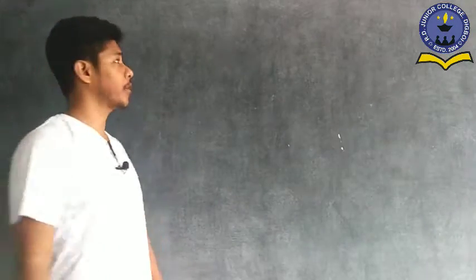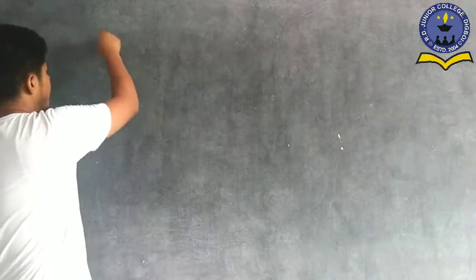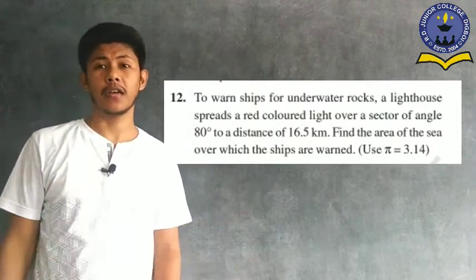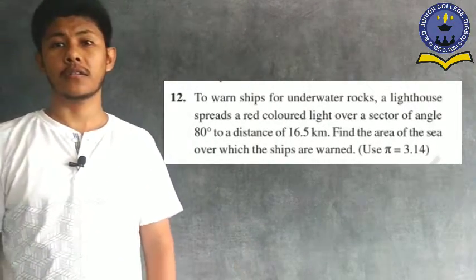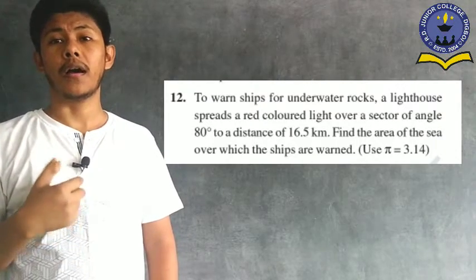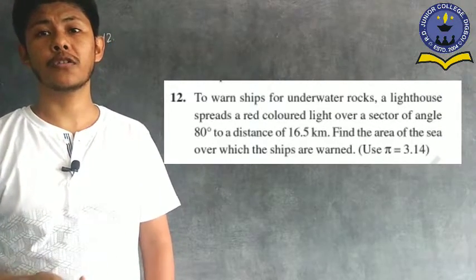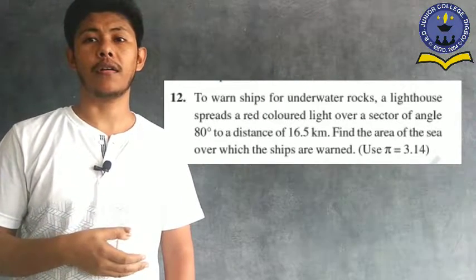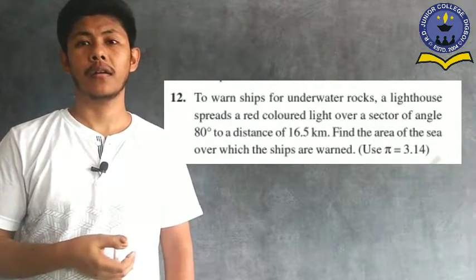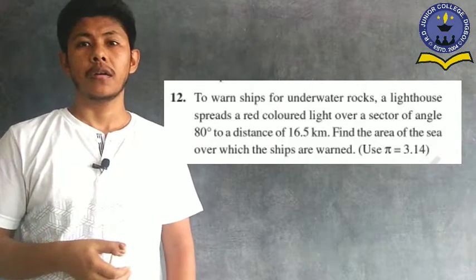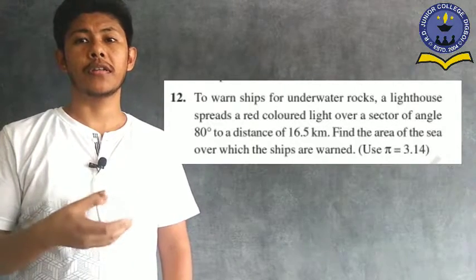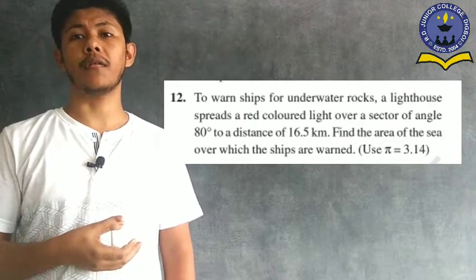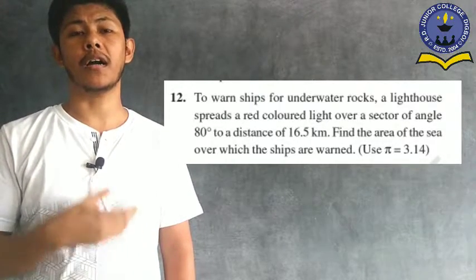Okay, so the next one is question number 12. If you see question number 12 here, it is given as: to warn ships of underwater rocks, a lighthouse spreads a red colored light over a sector of angle, how much? 80 degree, to a distance of how much? 16.5 kilometer. Find the area of the sea over which the ships are warned.